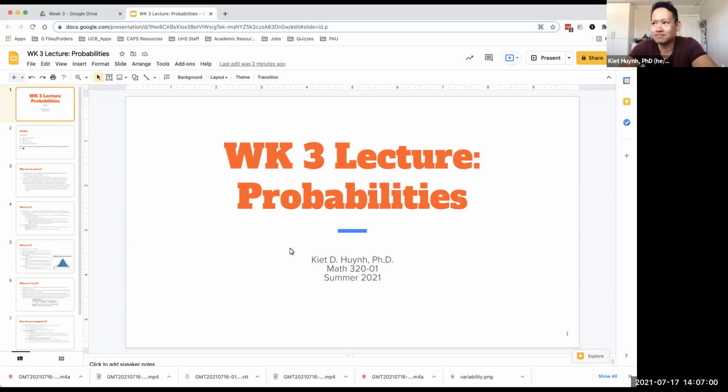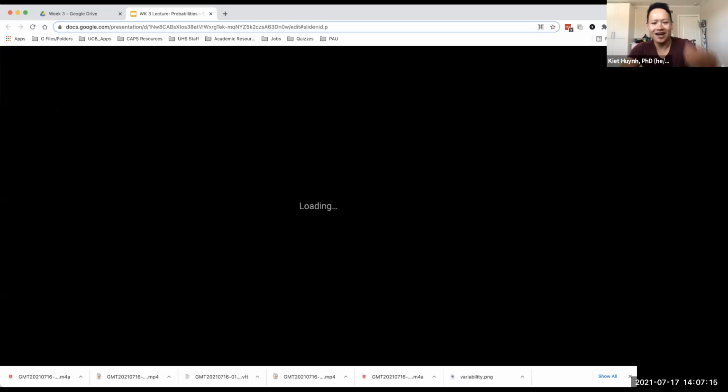I am chiming in today from LA, visiting my family in Los Angeles. That's why I'm in a different background. I think this is my niece's room. She's 6. Okay, let's jump right in.